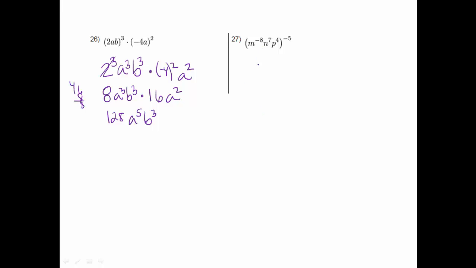When we see parentheses, we know we're going to multiply, so I'm going to get m to the 40, n to the negative 35, p to the negative 20, and then if anything is a negative power, it belongs on the bottom, so m to the 40 gets to stay up top, but n becomes positive 35 on the bottom, and p becomes positive 20 in the numerator.